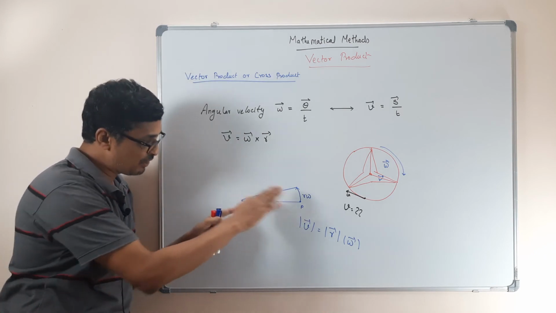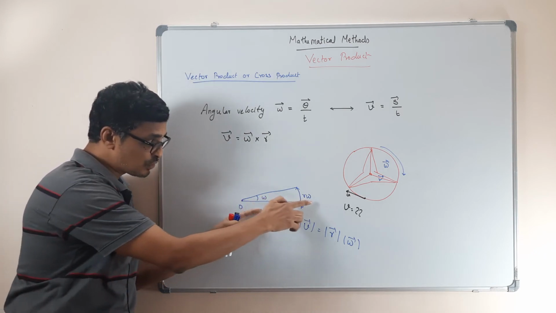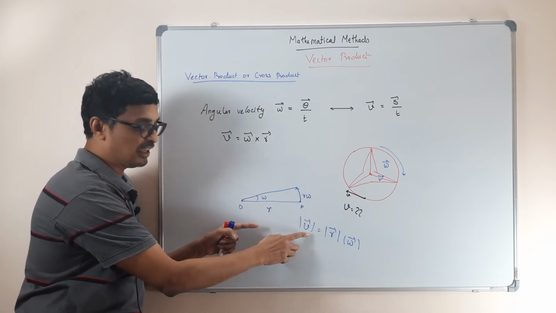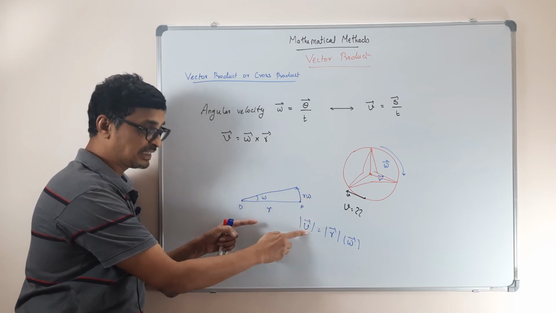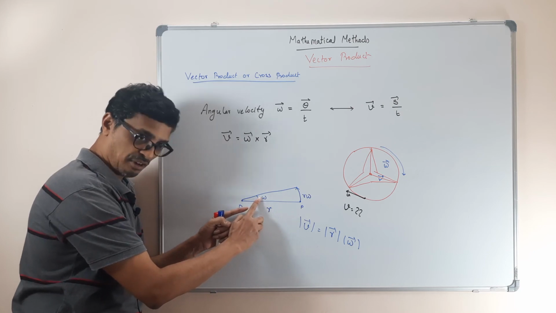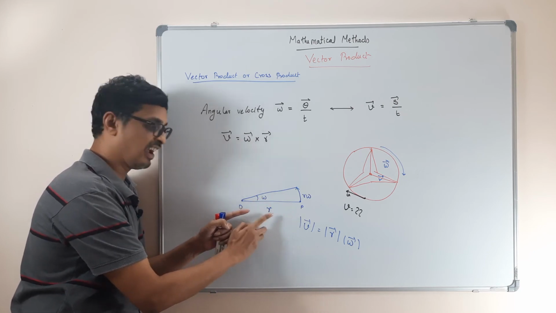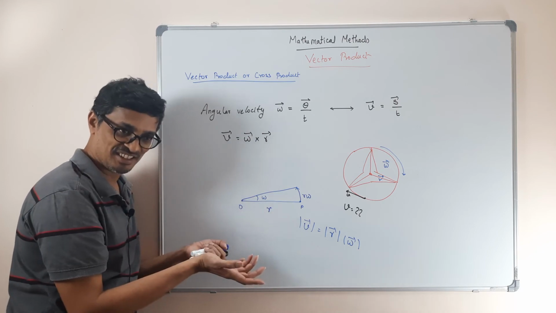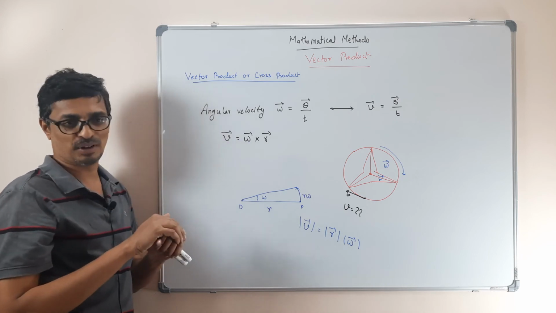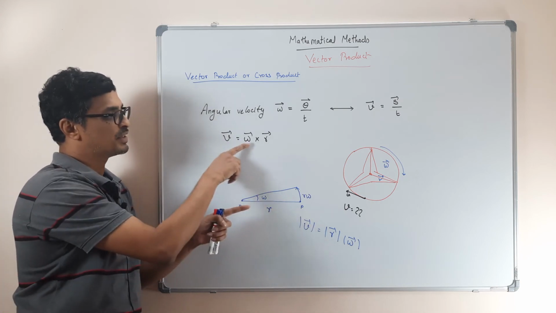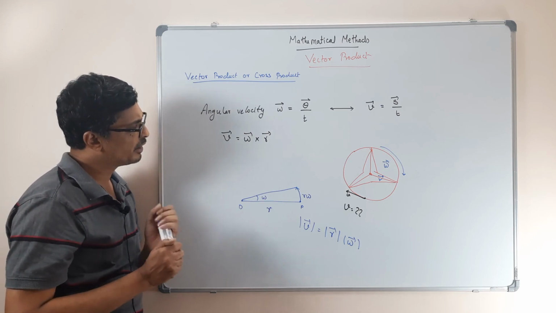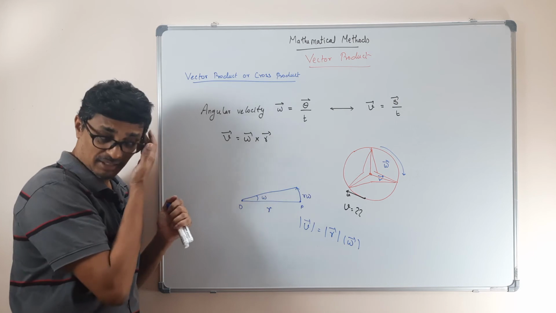Why I want to tell you this is that it is also a cross product. We are calculating V, the velocity, which is a vector. That is due to the multiplication of angular velocity, which is a vector, and the radius, which is another vector. So this is another example of a vector cross product, and the product comes like this: omega cross R.